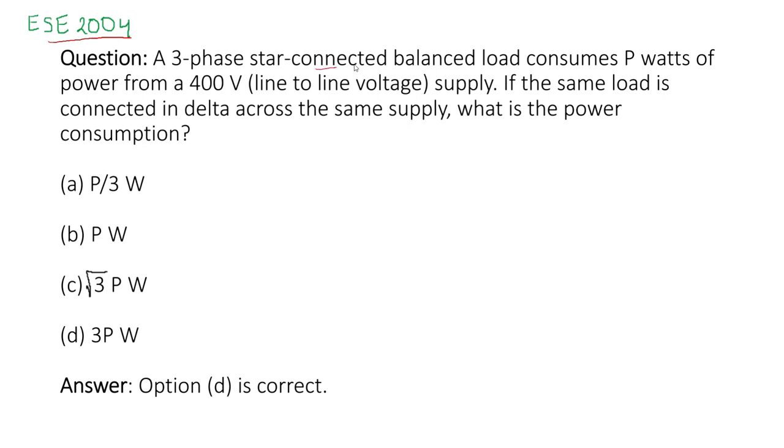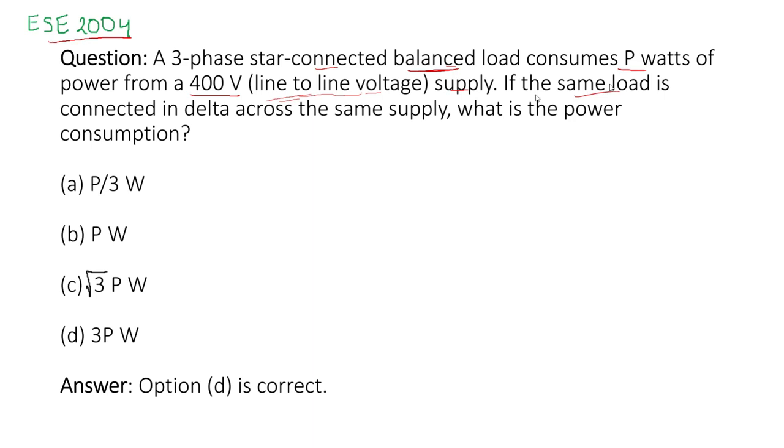A 3-phase star connected balanced load consumes P watts of power from a 400 volt line to line voltage supply. Here it is given line to line voltage, but usually in a question it is not given, but you have to remember that whatever is given is usually the line voltage.